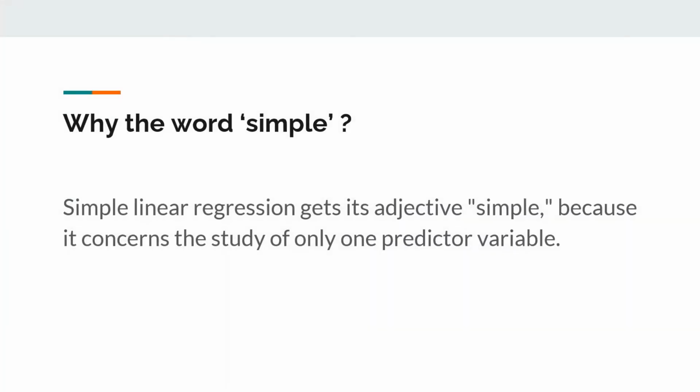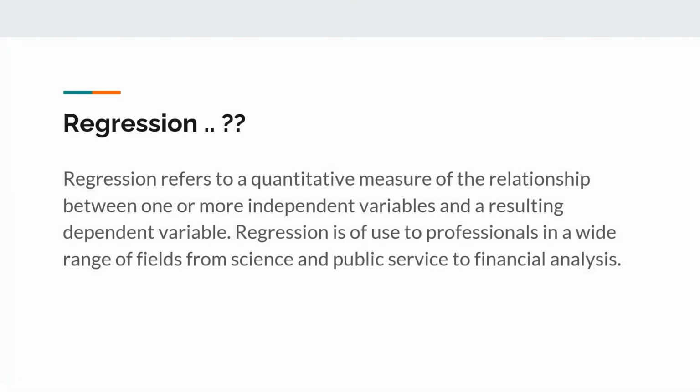Why the word simple in simple linear regression? Simple linear regression gets its adjective simple because it concerns the study of only one predictor variable. What is the meaning of the word regression here? Regression refers to a quantitative measure of the relationship between one or more independent variables and a resulting dependent variable. Regression is of use to professionals in a wide range of fields, from science and public service to financial analysis.